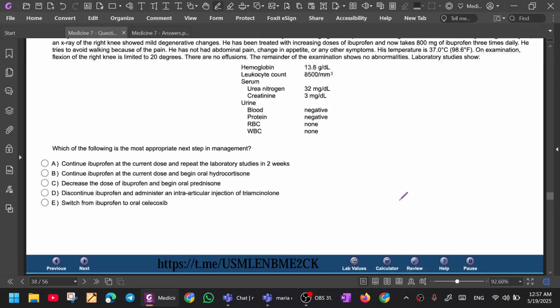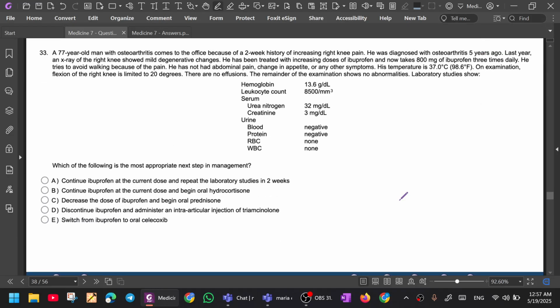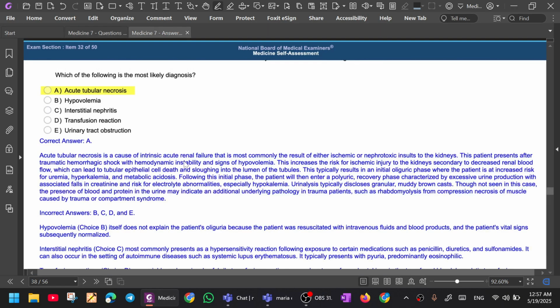Okay, this block looks like renal. Sorry, I haven't read the explanation. I have gone to the second question.